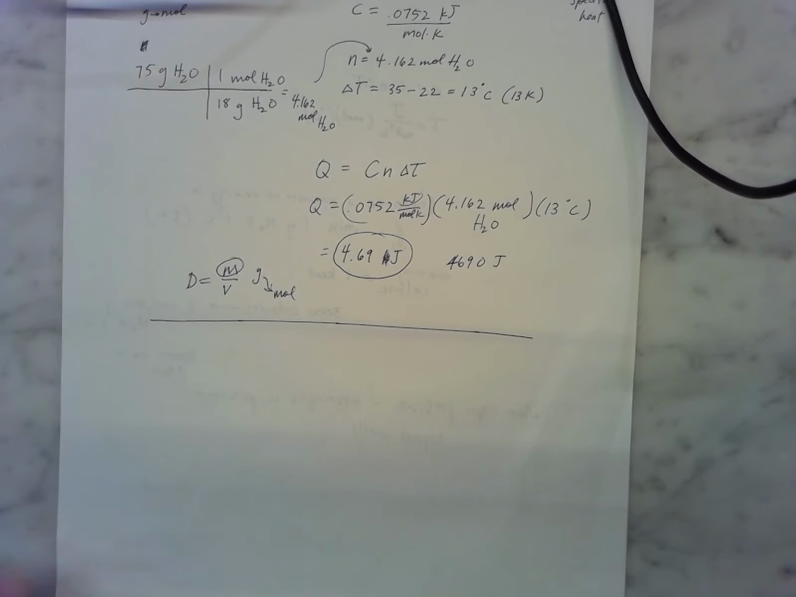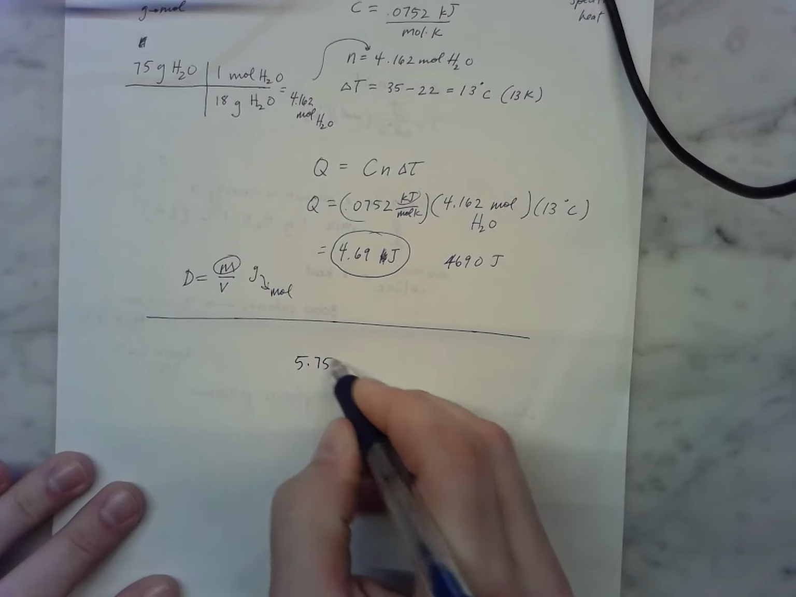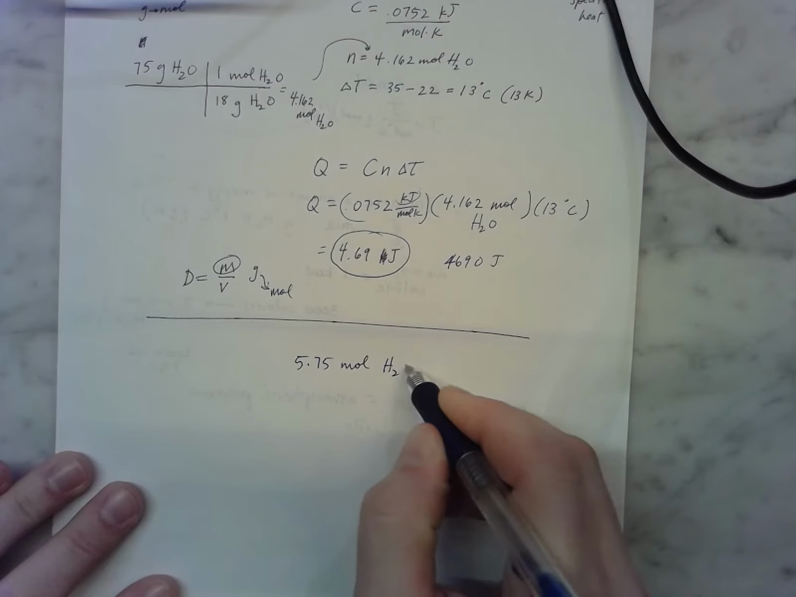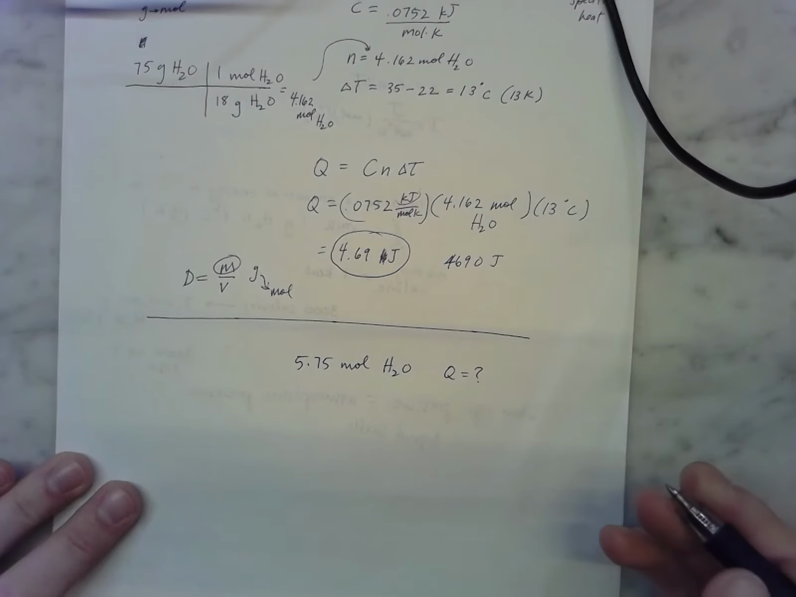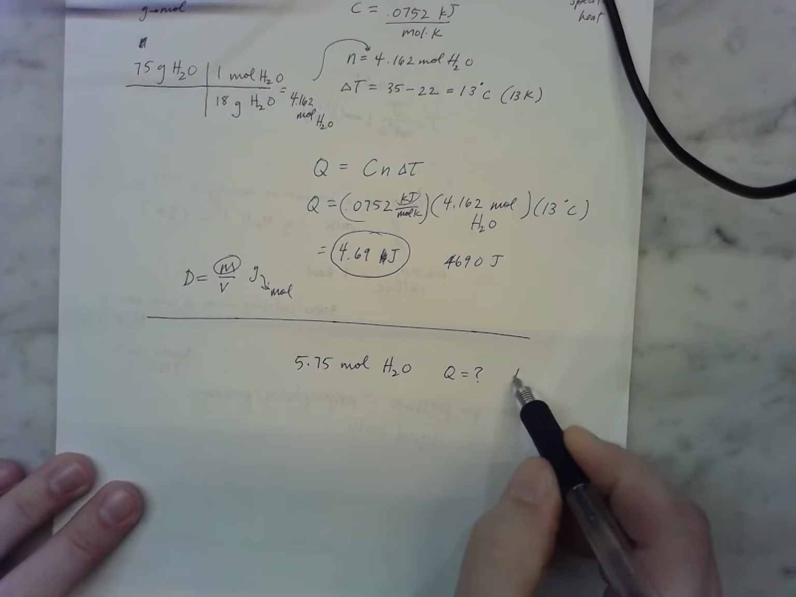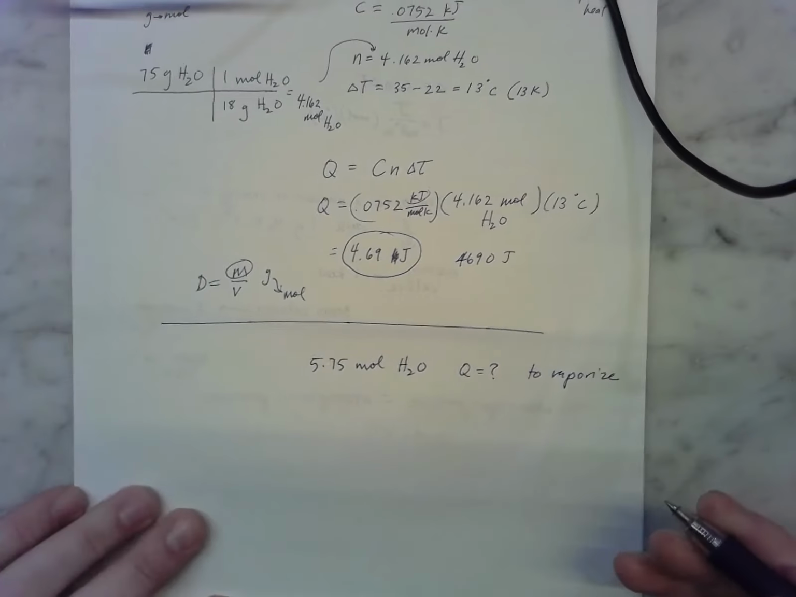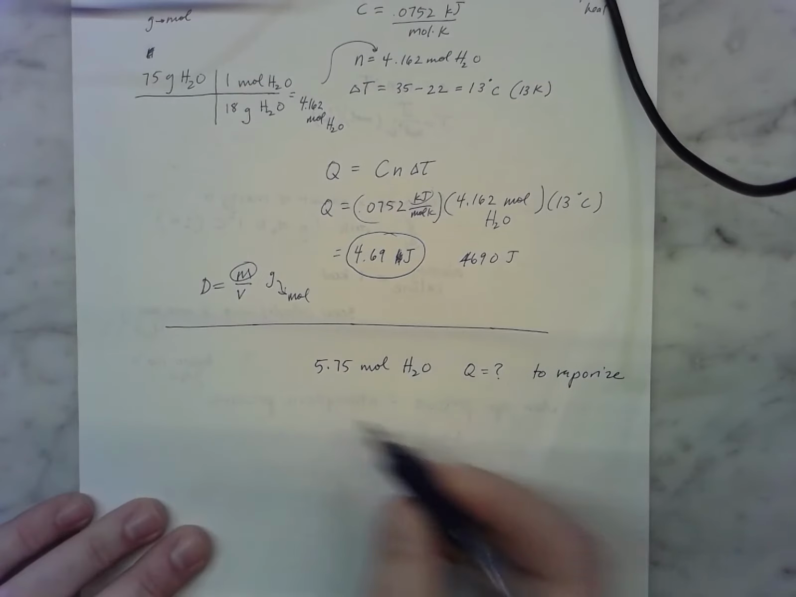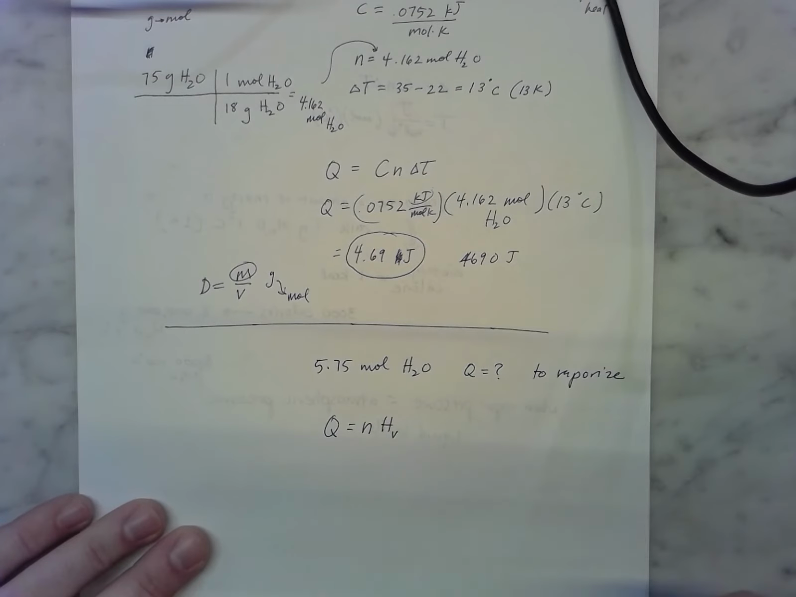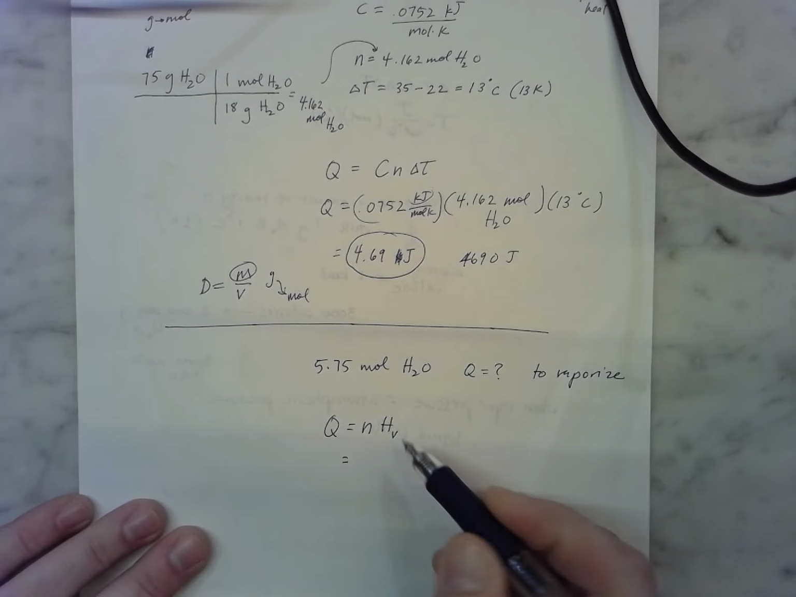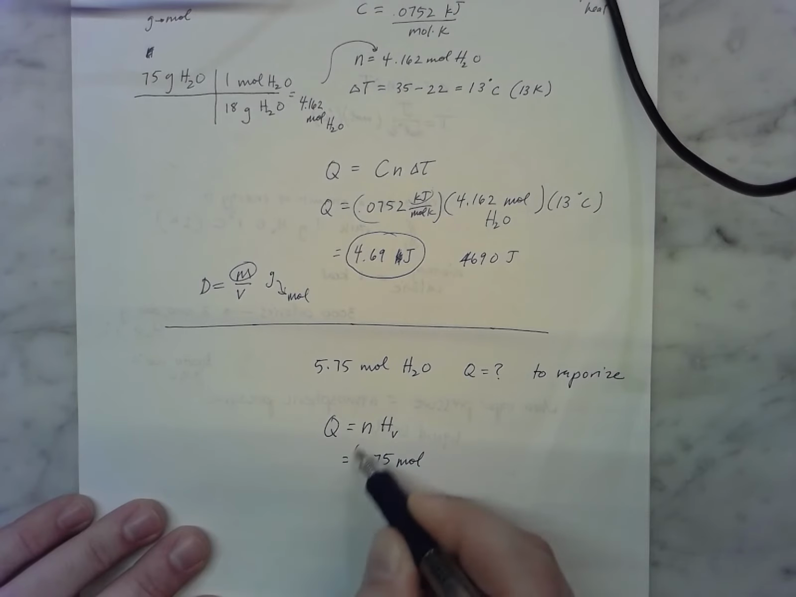All right, very quickly, we want to know if we have 5.75 moles water, how much heat must be added to vaporize it. Okay, how do we get there? All right, Q, N, heat of vaporization. Pretty straightforward here. How many moles? He gives it to you. Obviously, we could ask you to convert those.